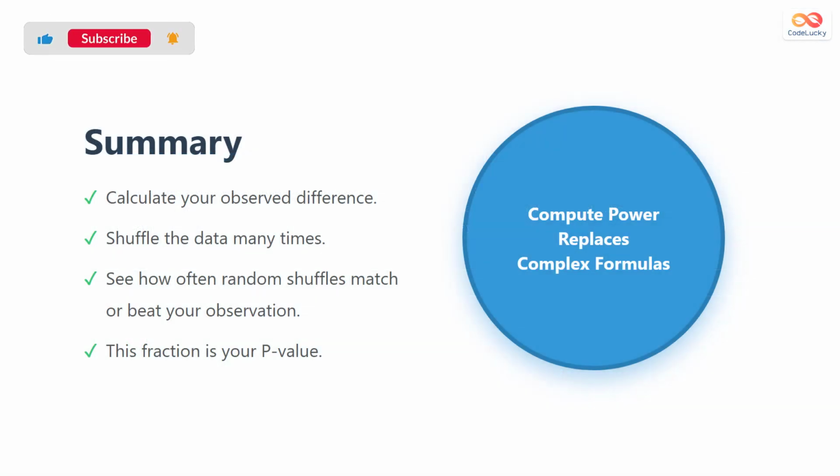To summarize, we calculate our observed difference, shuffle the data many times to simulate chance, and compare our observation to those simulations. This gives us a p-value without complex math. It is a modern, computational approach that replaces rigid formulas with the power of simulation.